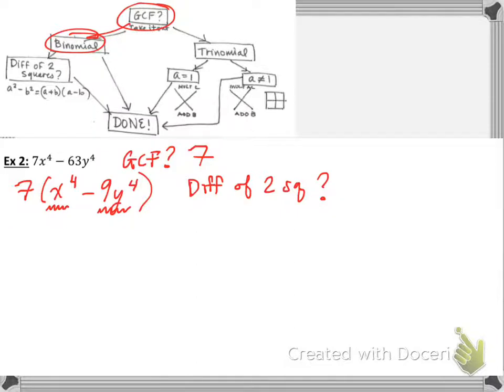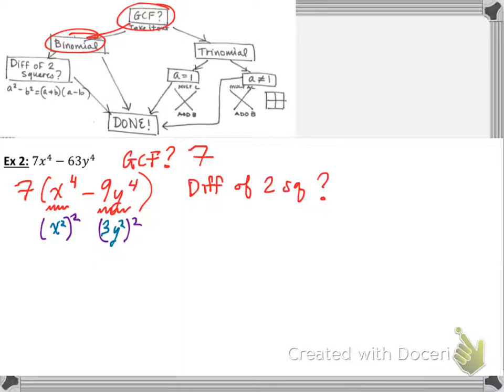The idea is, can I write each of these terms as something squared? So I like to do these little parentheses squared because it helps me think about it. So I'm thinking, what could I put inside the first set of parentheses that when I square it, I get x to the 4th? I could put an x squared in there, because x squared squared is x to the 4th. And then for the 9y to the 4th, well, y squared squared would give me my y to the 4th. And then 3 squared would give me my 9. So 3y squared altogether would give me 9y to the fourth.